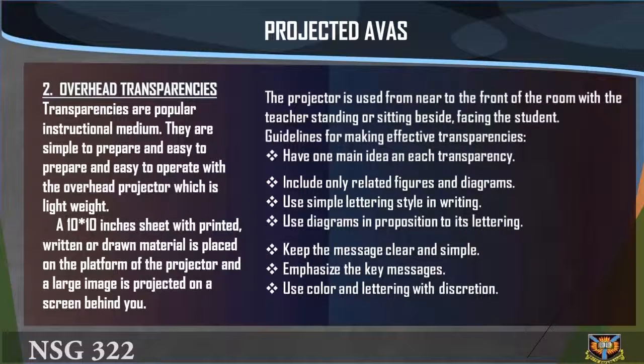Overhead transparencies. Transparencies are a popular instructional medium. They are simple to prepare and easy to operate with the overhead projector, which is lightweight. A 10 by 10 inches sheet with printed, written or drawn material is placed on the platform of the projector and a large image is projected on the screen behind you. The projector is used from near the front of the room with the teacher standing or sitting beside it, facing the students. Guidelines for making effective transparencies.